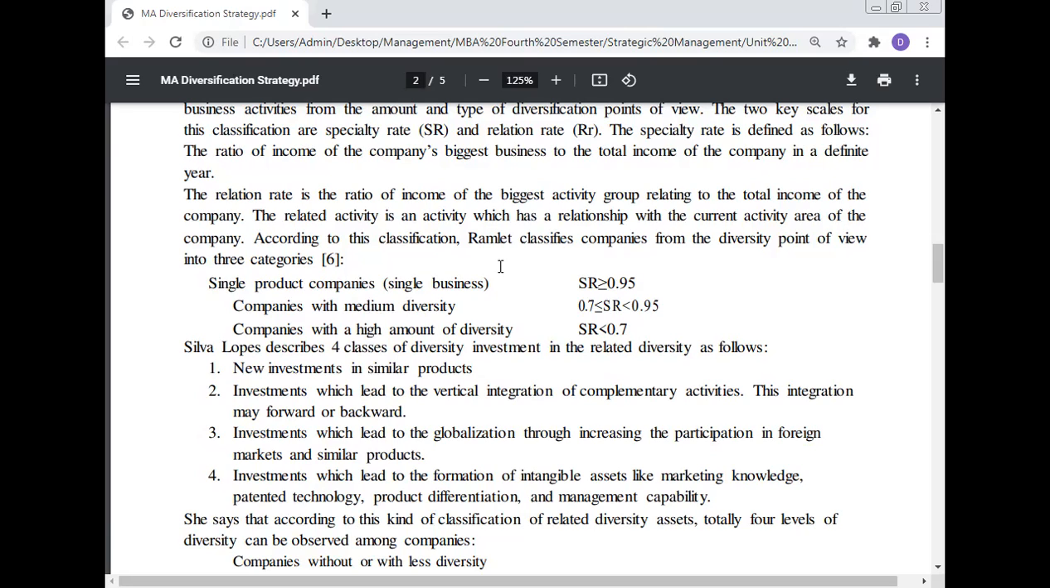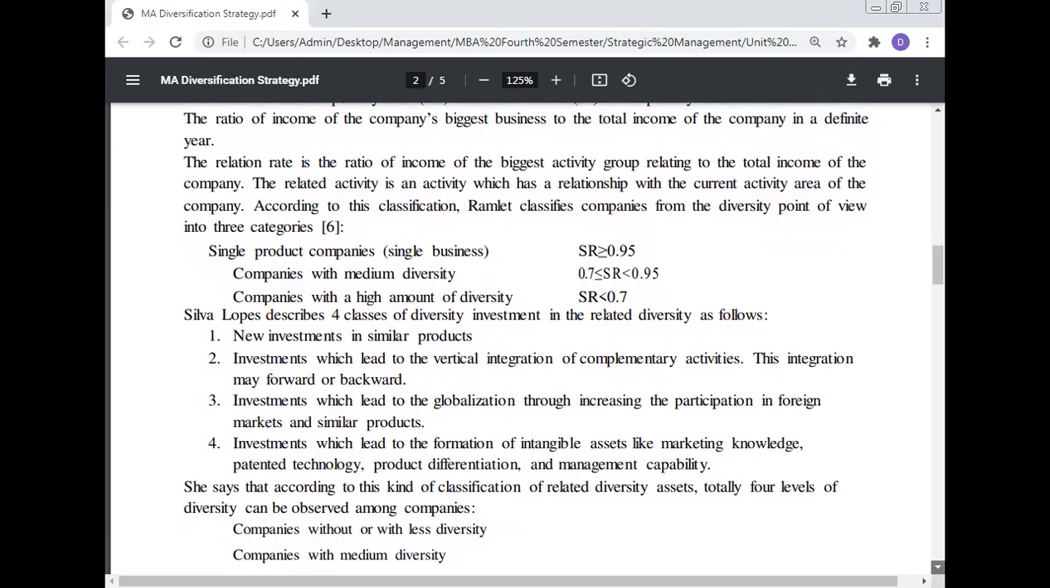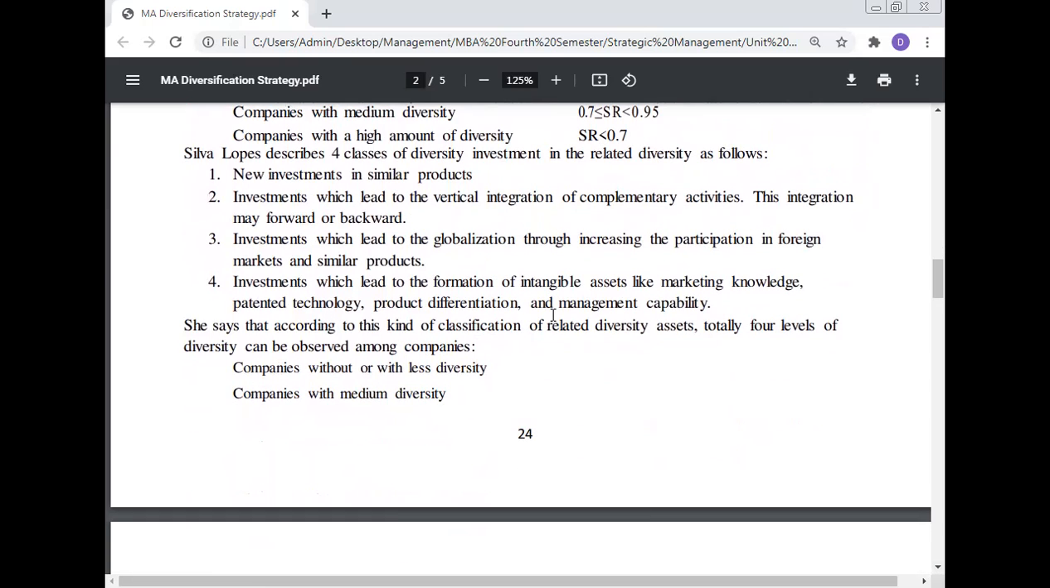Silva Lopes describes four classes of diversity in investment in related diversity as follows. New investment in similar products. Investment which leads to the vertical integration of complementary activity; the integration may be forward or backward. Investment which leads to globalization through increasing participation in foreign markets and their products. Investment which leads to the formation of intangible assets like marketing knowledge, patented technology, product differentiation, and management capability. She says that according to this kind of classification of related diversity assets, totally four levels of diversity can be observed among companies.